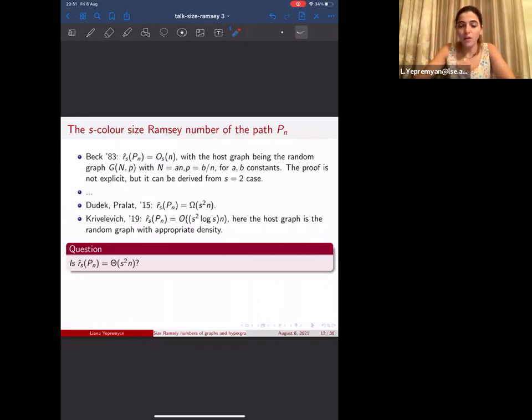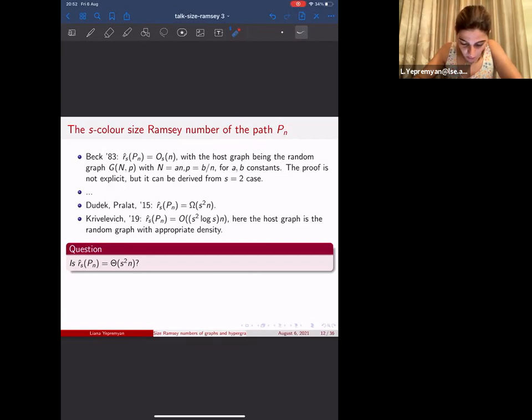So what's known about the s-color size Ramsey numbers of graphs, in particular of paths? In this original paper of Beck from '83, one can actually deduce that also the s-color size Ramsey number of Pn is linear. The proof is not explicit, but it can actually be derived for s equals 2 and for all s.